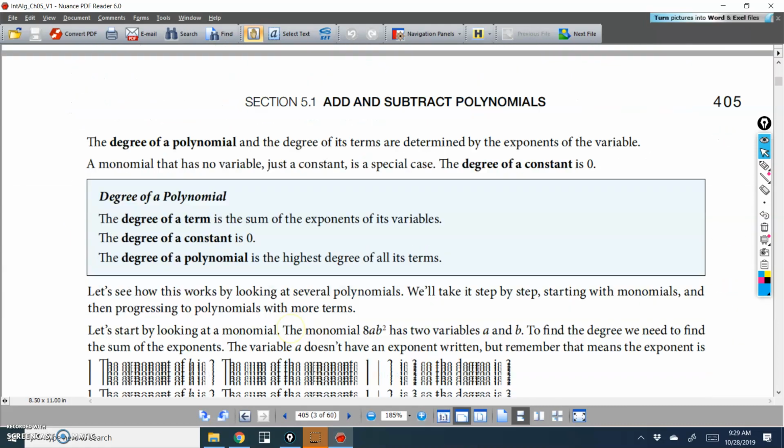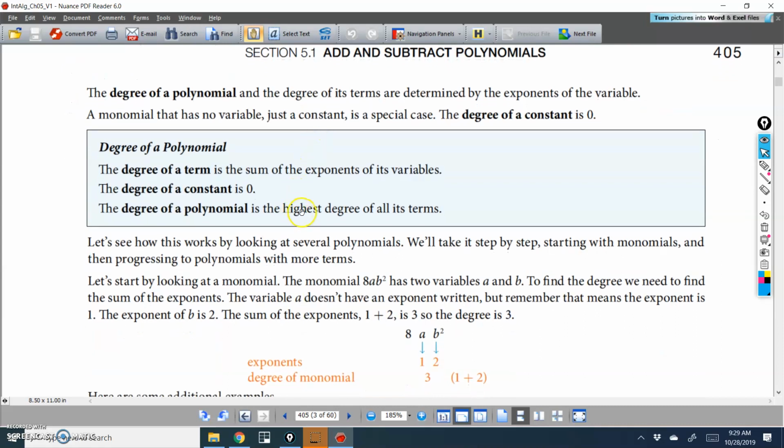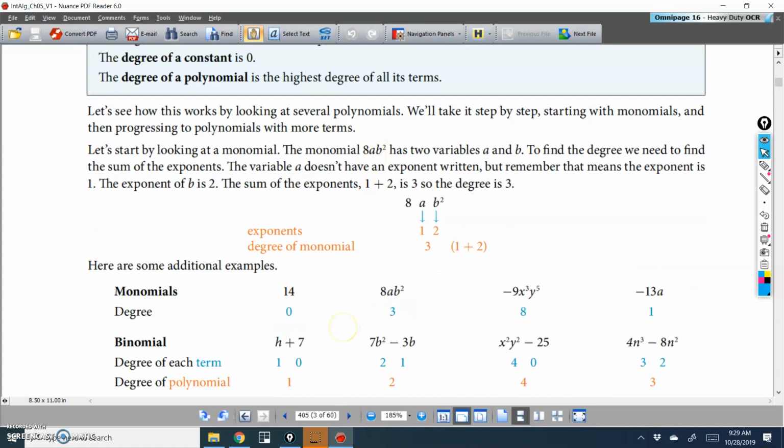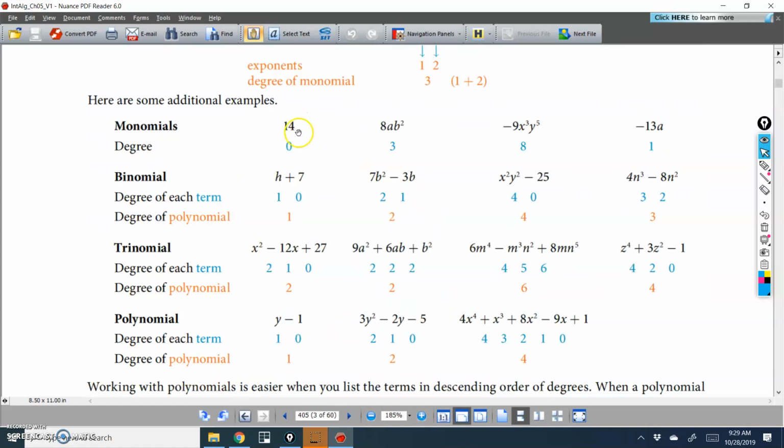The degree of a polynomial, this is just going to be for your information. We're not going to be asked questions on this. The degree of a term is the sum of the exponents of its variables. The degree of a constant term is 0, and the degree of the polynomial is the highest degree of all of its terms.